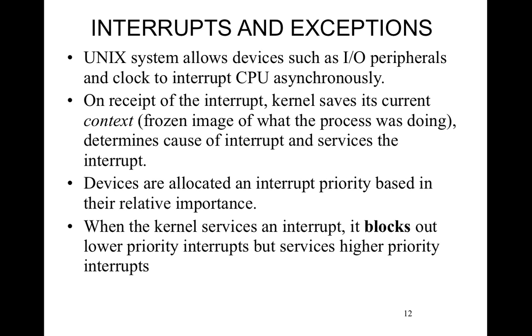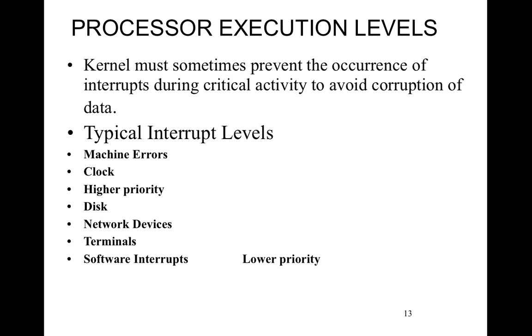So when the kernel does service an interrupt, it blocks out lower priority interrupts, but services higher priority ones first. So if you get more than one, the highest priority is going to end up happening first. So here's our typical interrupt levels. Sometimes we have to prevent the occurrence of interrupts during critical activities to avoid corruption of data.